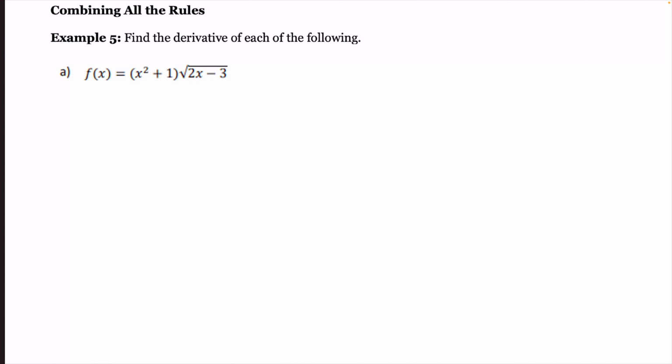So 5a, take a look at 5a. Off the top of your head, which rules do you think we're going to use besides power rule? Power rule we always use. Power rule. Chain rule. What part of the chain rule? What part of f of x is going to need chain rule? Square root 2x minus 3. The square root part. Good. The square root is going to need chain rule, right? So chain rule. Any other rules that we're going to need? Product rule, right? Because it's x squared plus 1 times the square root, right? So we're going to use product rule and chain rule on this one, okay?